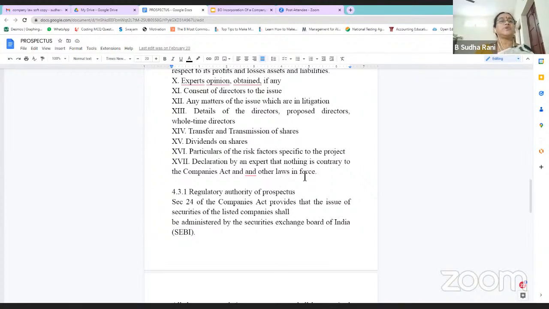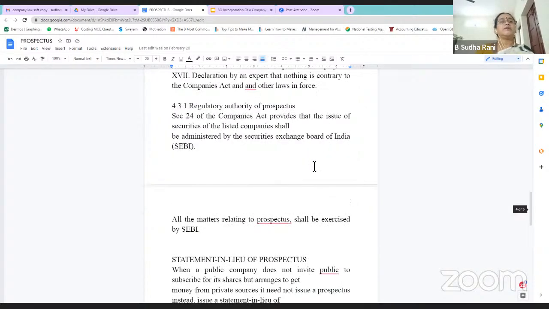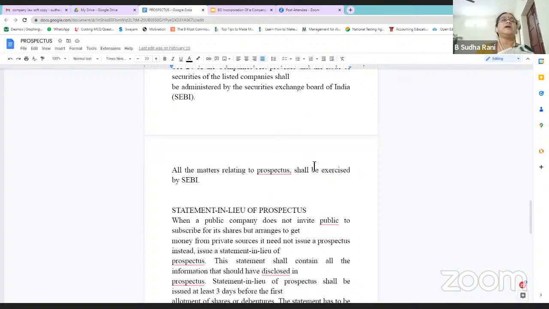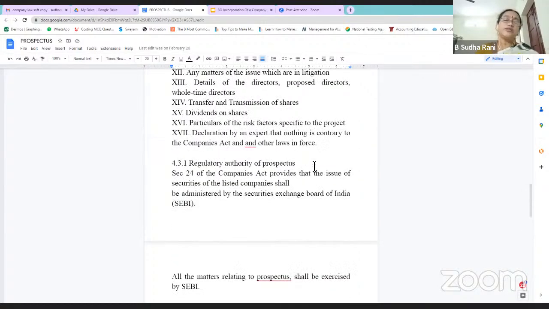It's a declaration of experts. All this information has to be given in the prospectus. Based on this information, the investor will decide whether to proceed to invest in the company or not.